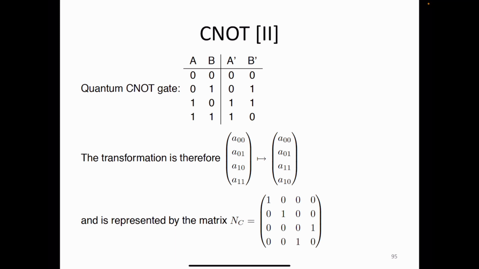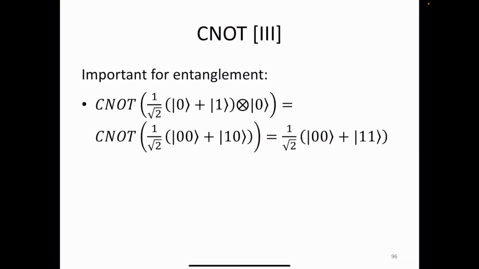Here you see again what it does to the amplitudes. If you have 1, 0, with the first one being the control bit, it makes it 1, 1. And when you have 1, 1, it makes it 1, 0. It's important for entanglement, and what we can see here is the construction of entanglement.